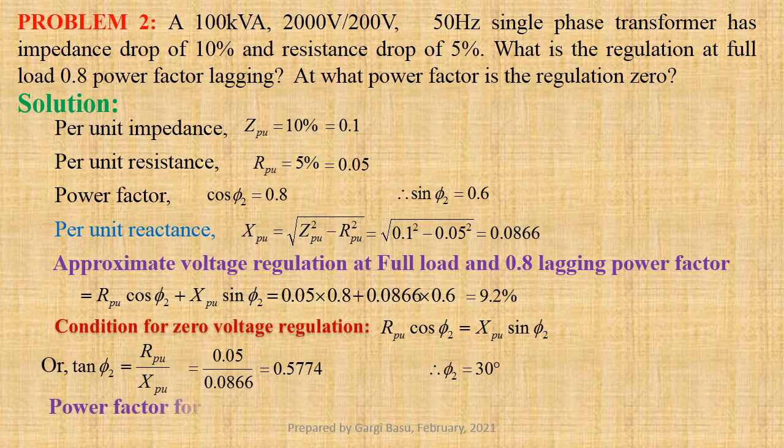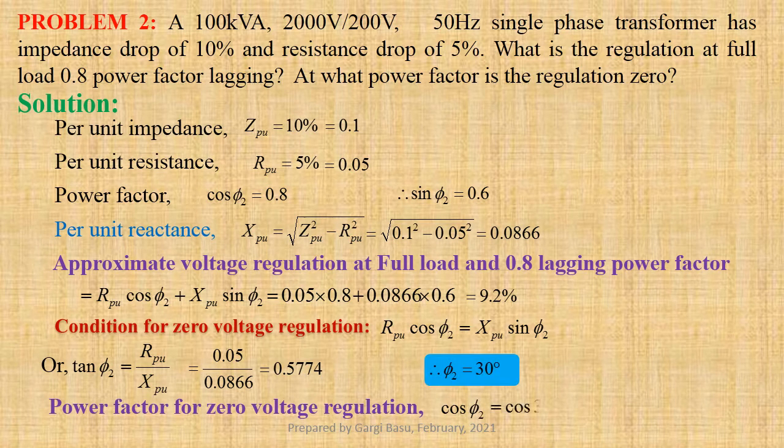Power factor for 0 voltage regulation: cos phi 2 equals cos of 30 degrees, that is equal to 0.866 leading.